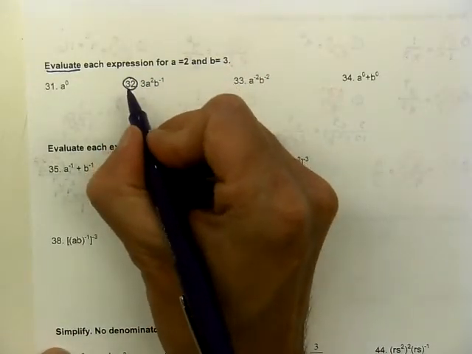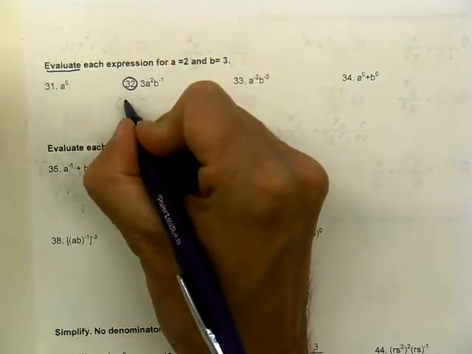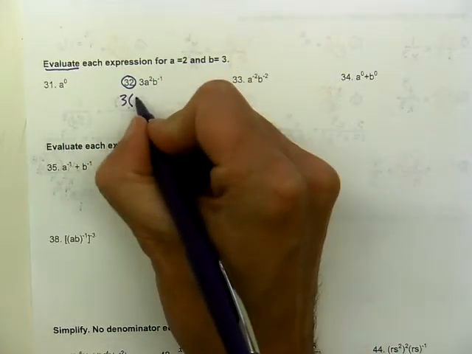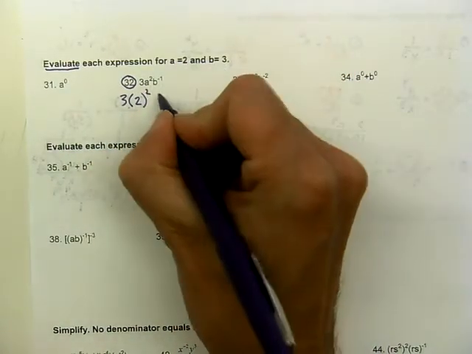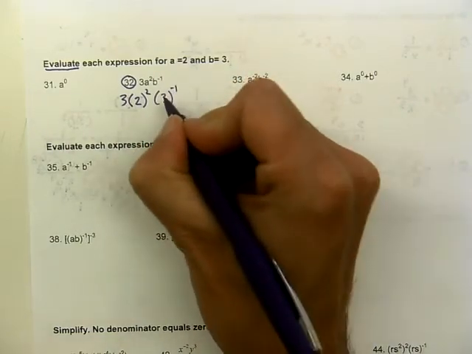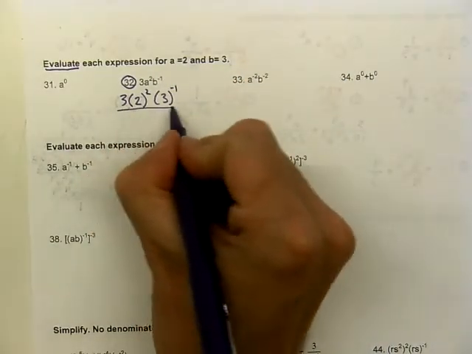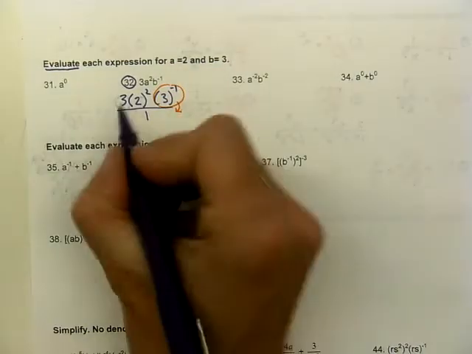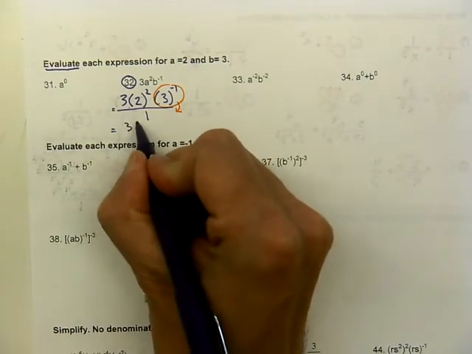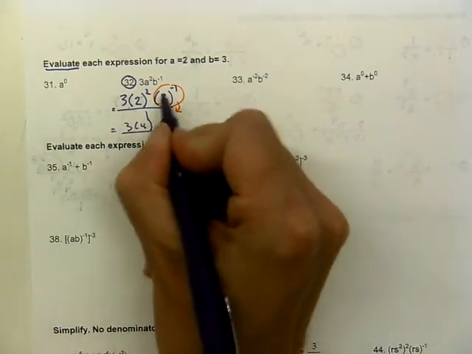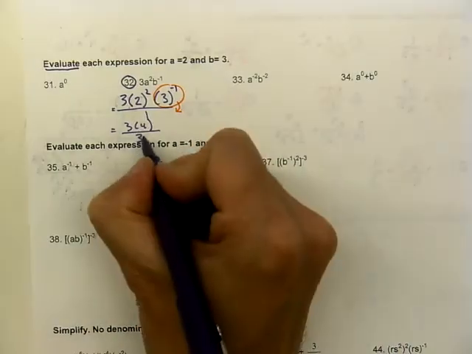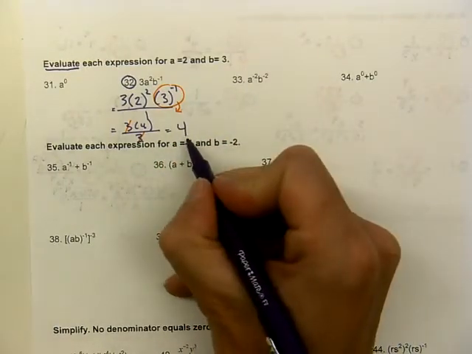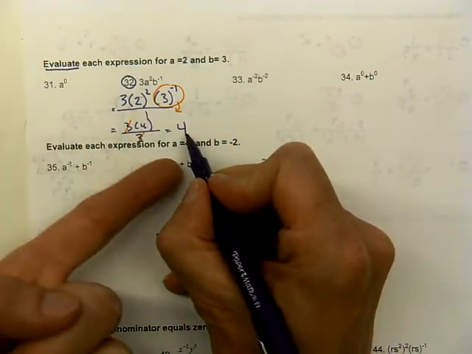Let's start with 32. So step 1 is to do the substitution. So there's the coefficient of 3. Plug in the 2 for the a, so there's my 2 squared. Plug in the 3 for the b, and there's my 3 to the power of negative 1. All right, so set that up as a fraction. Find your bases with the negative exponent, relocate them. So we end up with 3 times 4 on the top, and 3 to the power of 1 in the denominator, and those cancel out. So there's our evaluated answer, right? So evaluate means you'll get a numerical answer.